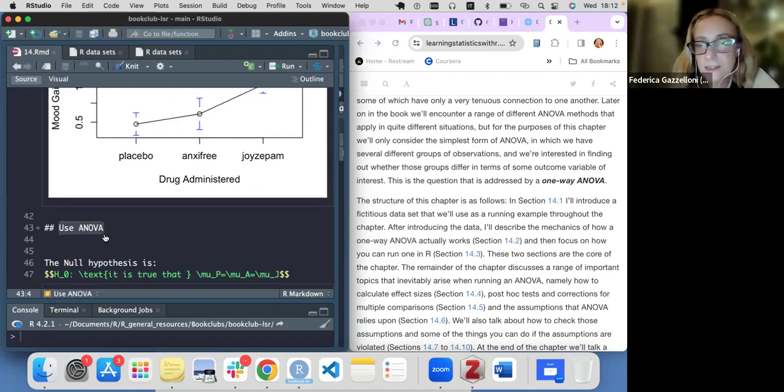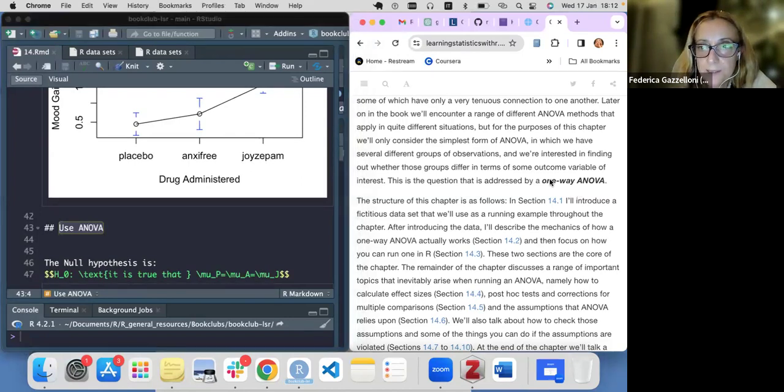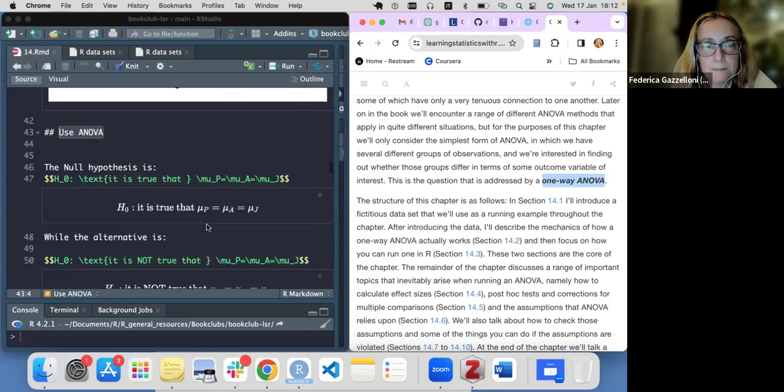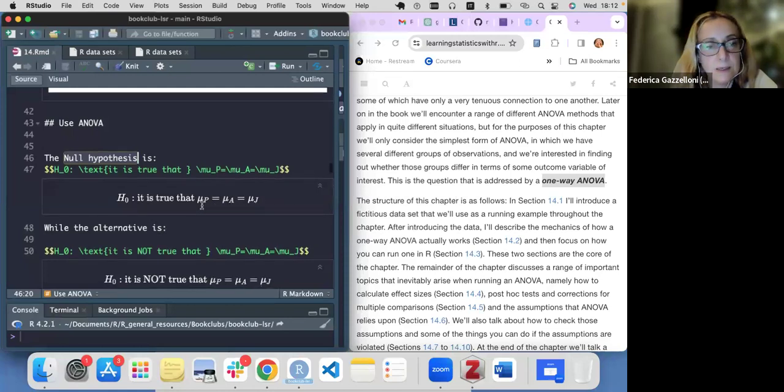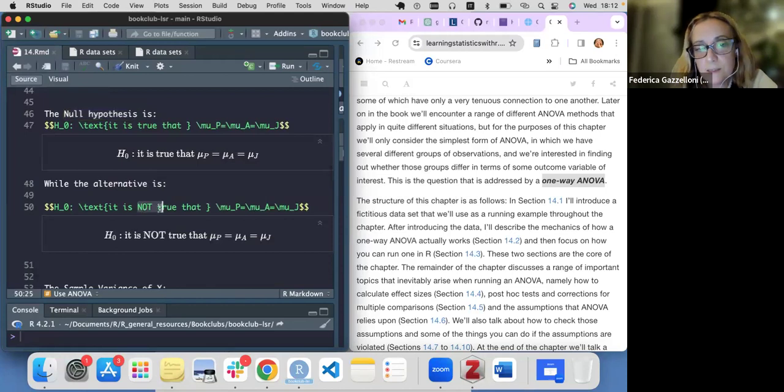What is done is to use the ANOVA, in particular the one-way ANOVA, to look at the variation, as we said last week or two weeks ago. So we want to disprove the null hypothesis. Okay, so our null hypothesis is that the mean of placebo, the mean of drug A and the mean of drug J are equal. And the alternative hypothesis is that they're not all equal, okay.